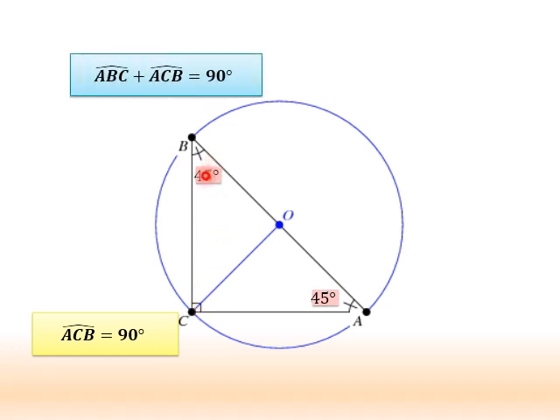The other angles are complementary. Their sum is 90 degrees, and we know that each one of them equals 45 degrees. If you want to be sure, you can say that 45 plus 45 plus 90 is 180, and the sum of angles in a triangle is 180, so it's correct.